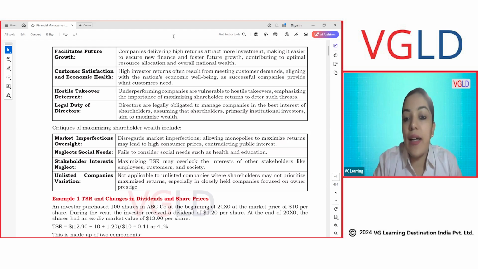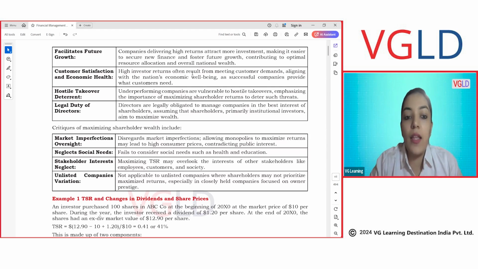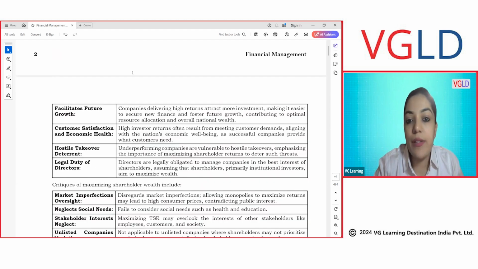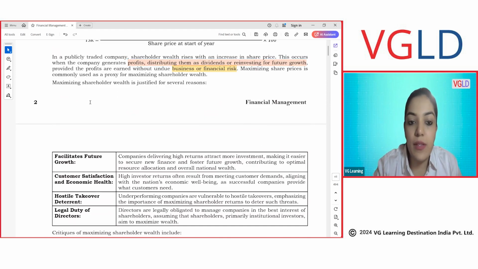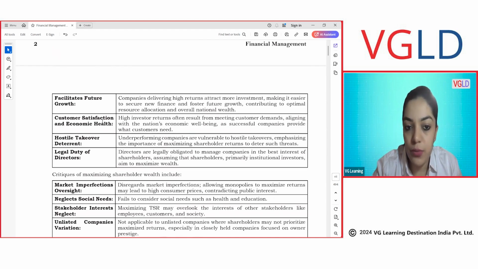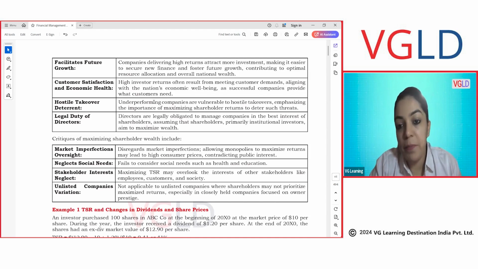So, read this with me again. High investor returns often result from meeting customer demands, which also leads to economic development in the country. And third reason why, what are we studying? That why should you maximize shareholder wealth? Okay, so this is reason number one. Number two, then number three is underperforming companies are vulnerable to hostile takeovers.